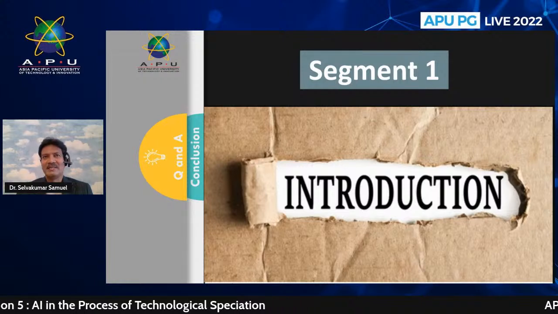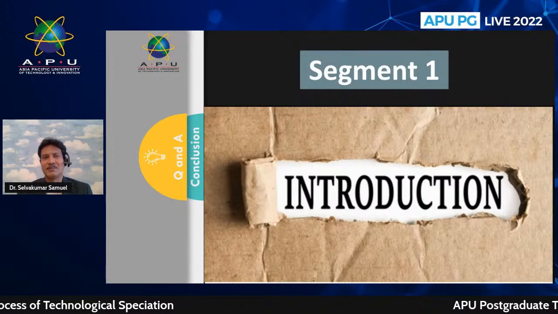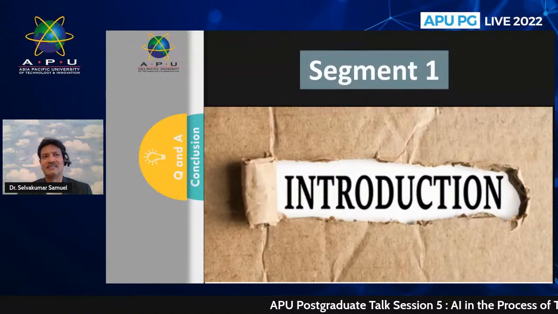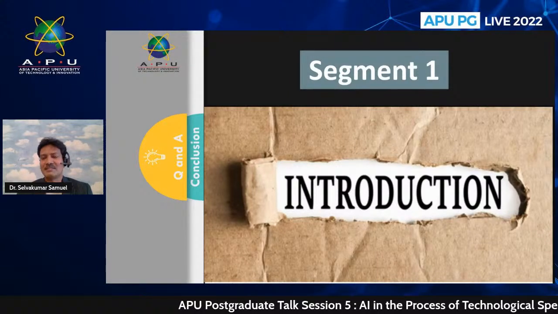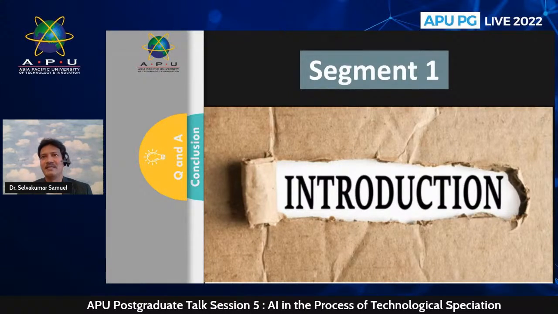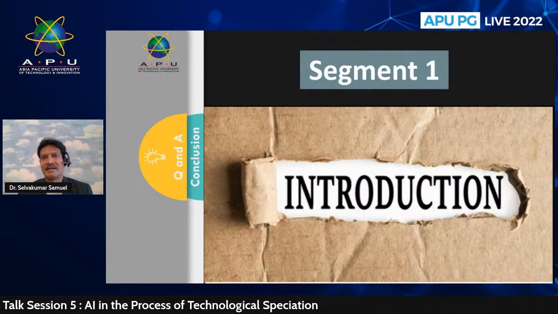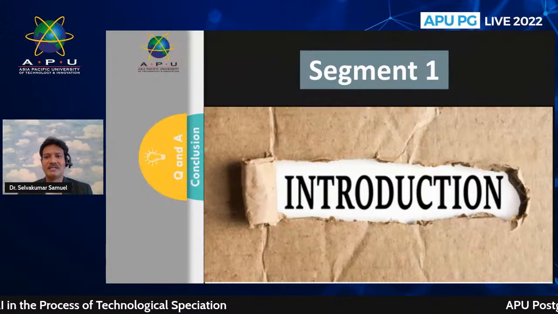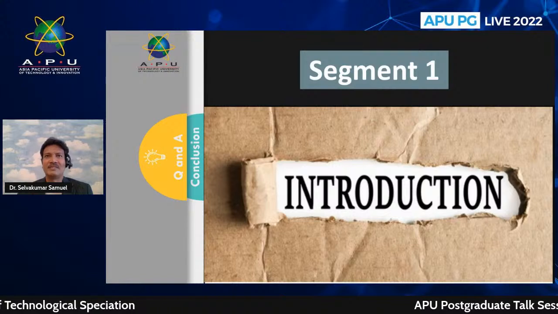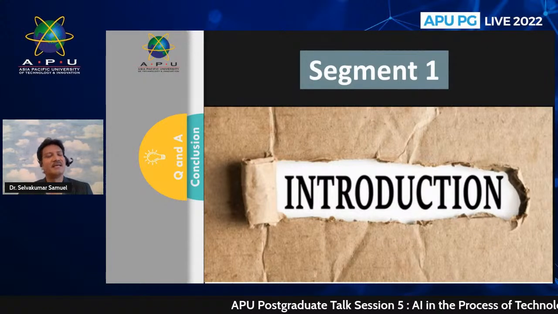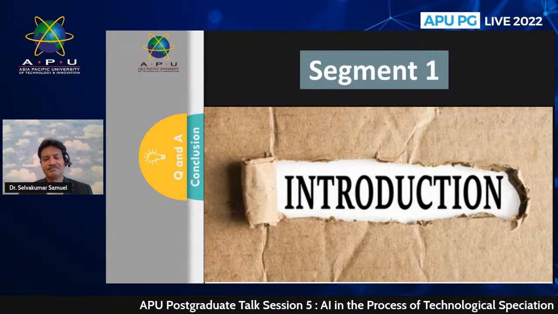Basically, what is going on in the technological world, the process of technological speciation is underway. Technological convergence is happening. I mean, fusion of multiple technologies, or convergence of technological fusion with multiple domains. This is basically happening in the world.